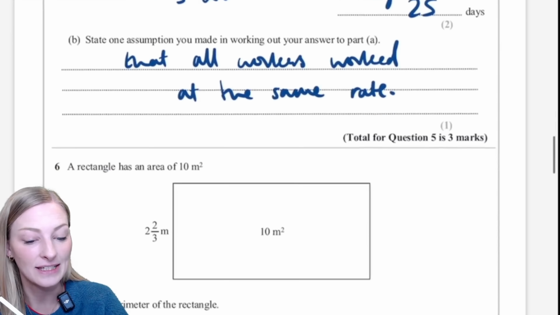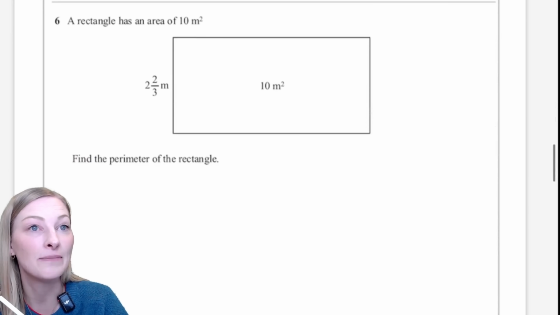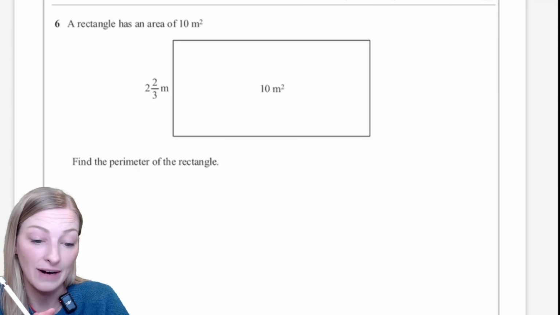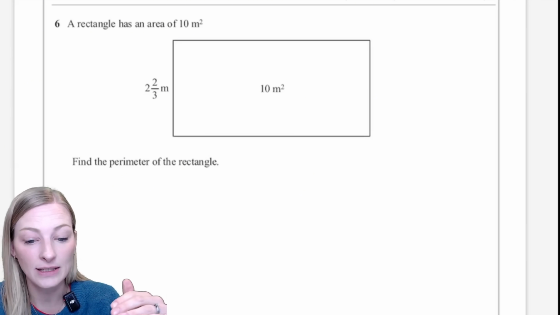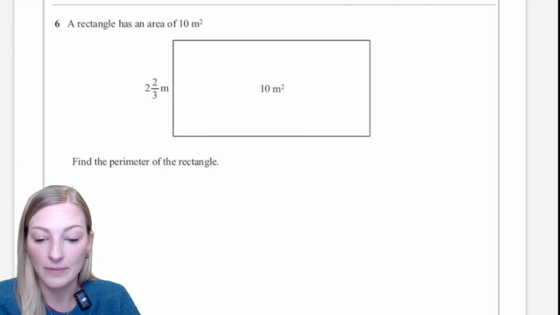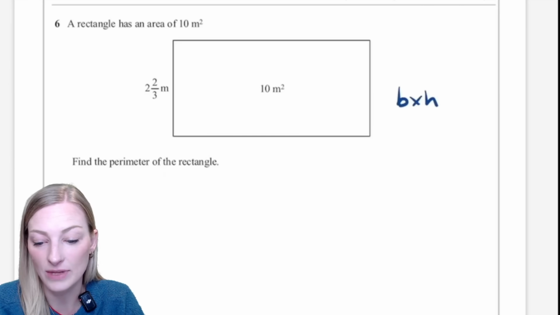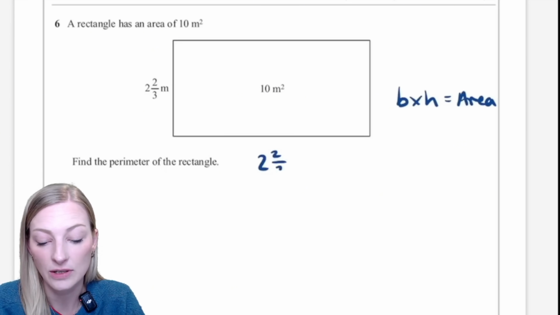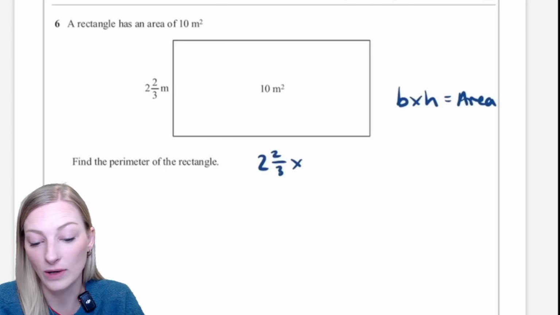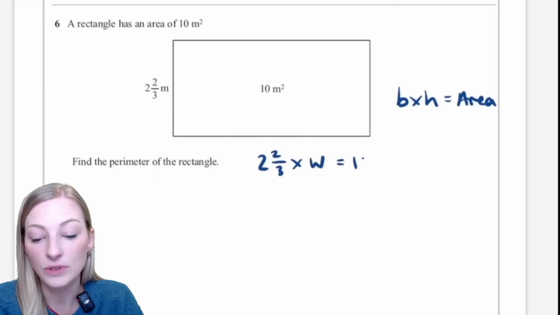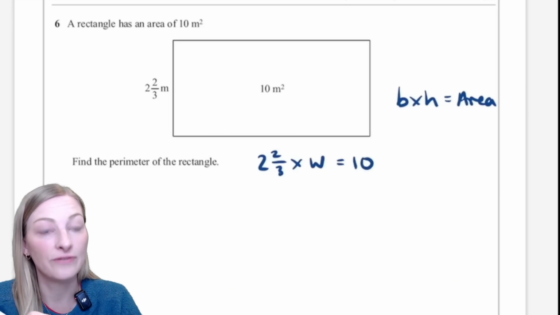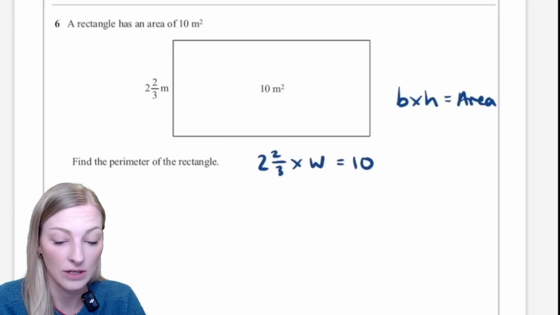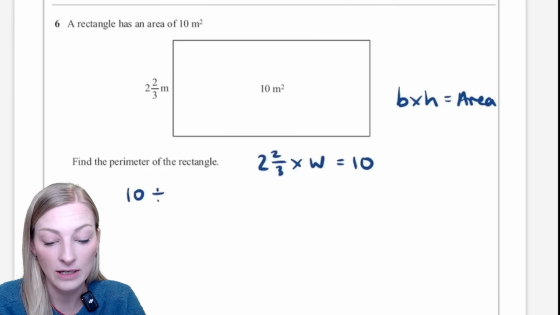Question number 6. A rectangle has an area of 10 meters squared. Find the perimeter of the rectangle. So the height is 2 2/3. We don't have how wide it is, but we know that we can get that because base times height is going to give you the area. So I know that 2 2/3 multiplied by, let's call it the width, W, equals 10. And so to get the width of this rectangle, we're going to do 10 divided by 2 2/3. So 10 divided by 2 2/3.